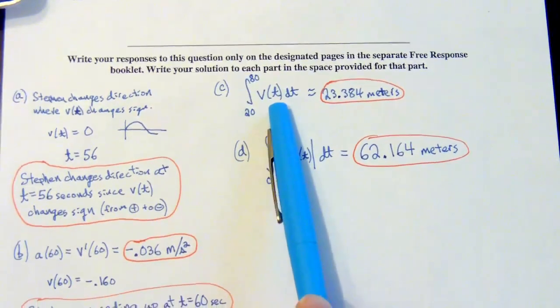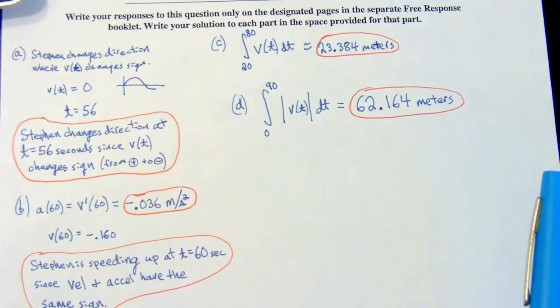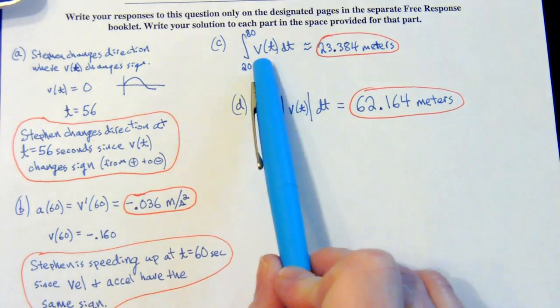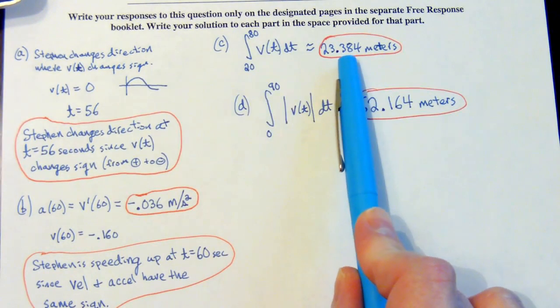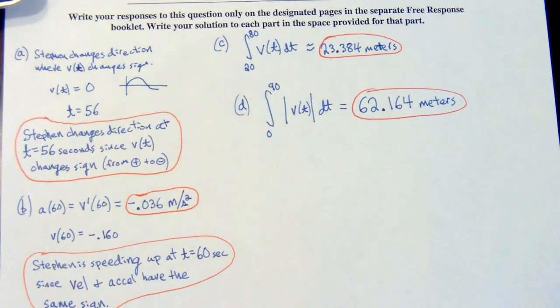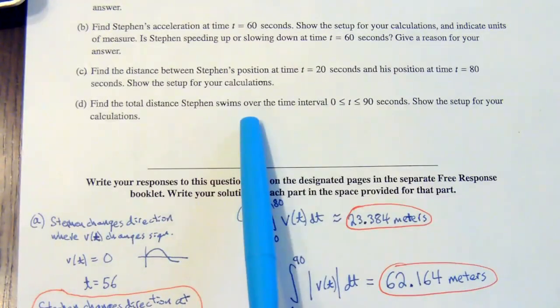But please practice this in the calculator all by yourself to get comfortable with that and get the speed going with that. And let me know if you're having any issues getting those correct numbers. And we round all the decimals to three decimal places there. So there we go. And then part D says find the total distance that Stephen swims over that interval there.